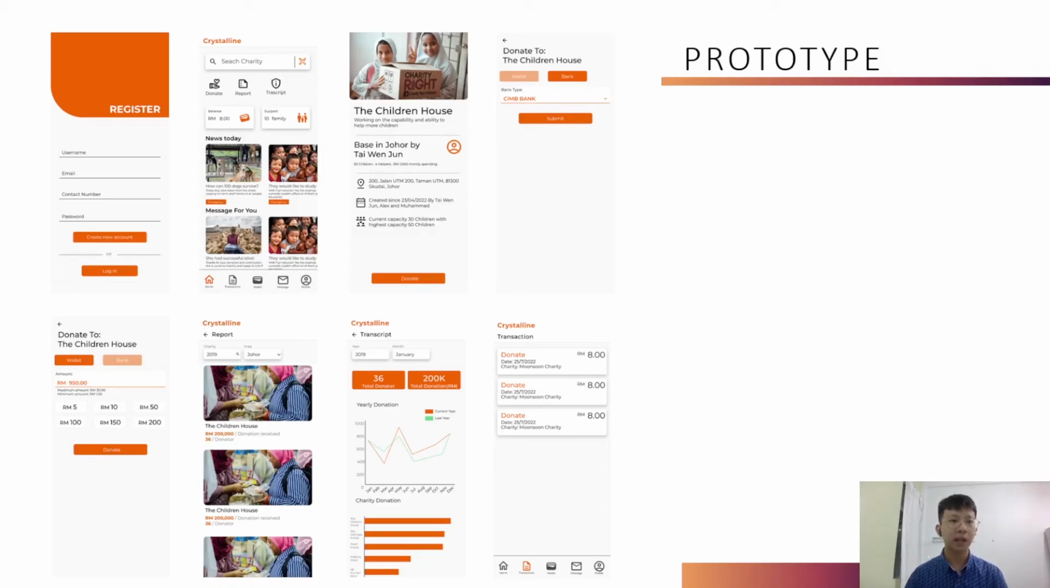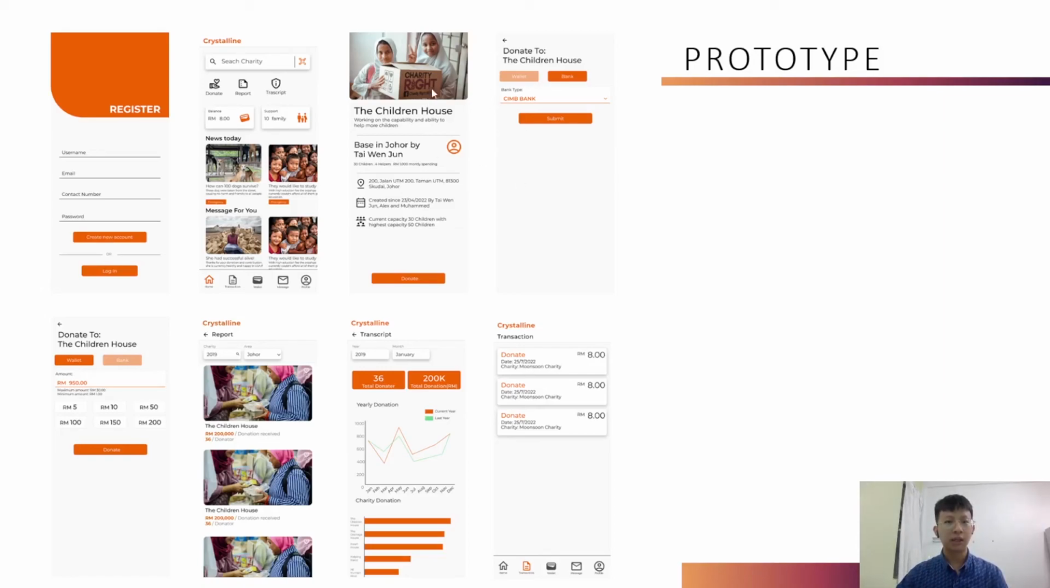So this is a prototype of the system. As you can see, the main color used here is orange. The first pages are login and register, and this is the main page of the application with functions such as donate to the charities, the reports, and the transcripts. The user can check his wallet balance and how many families he has supported through donations. He can also see the news today, such as which charities are in the most urgent need of help, set by the admins.